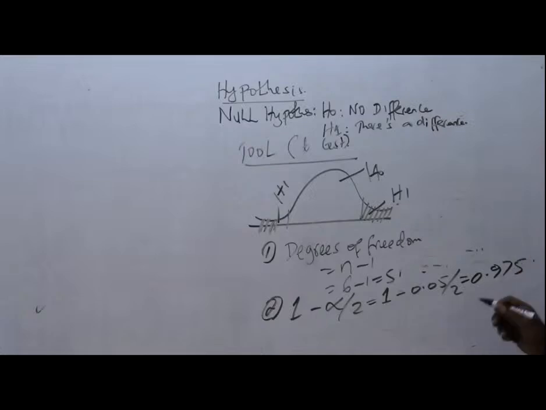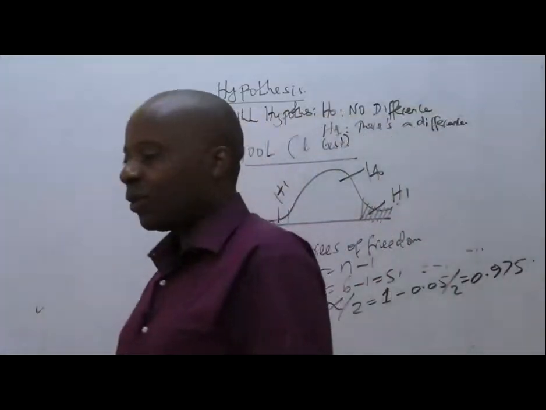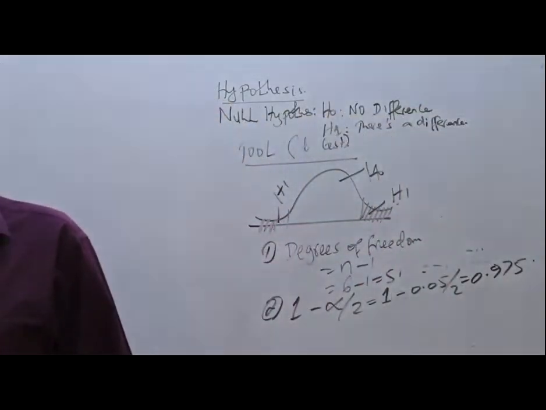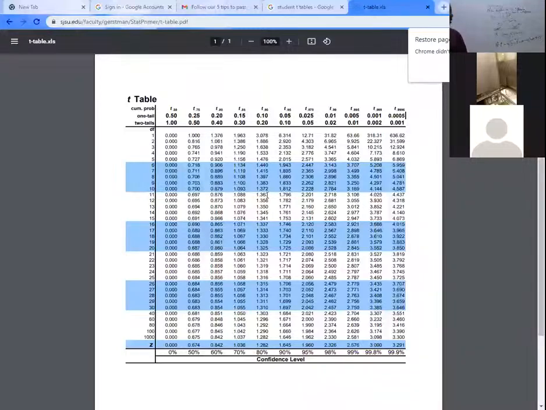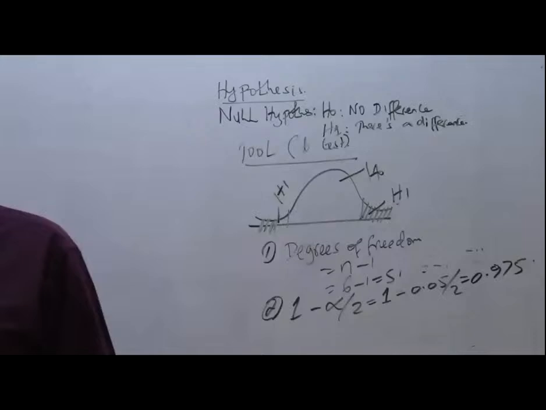Could you kindly go ahead now to your tables and read for me the t-critical, given those 2 things? The t-critical here, because now we are talking over 0.975, is here, the 5th one, 2.571.